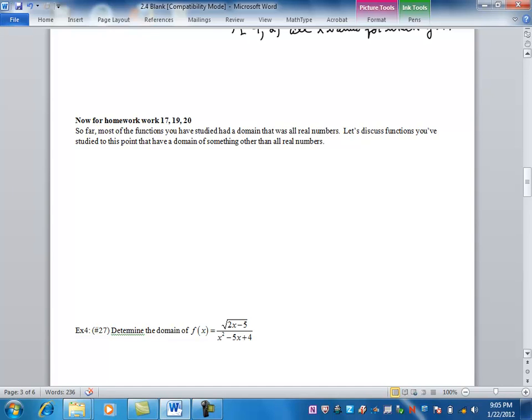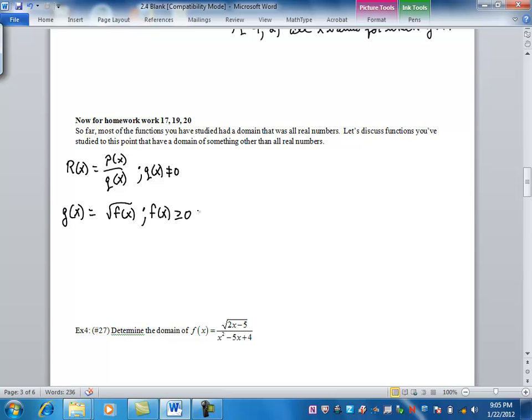Now, so far, most of the functions we've studied have had a domain that was the set of all real numbers. We have talked about rational functions. We've got to be a little bit careful here. Rational function, the ratio of a polynomial p to the polynomial of q. We've got to make sure that q of x is not the zero polynomial. The other thing that we've looked at, if we've got g of x equal to the square root of f of x, we have to make sure that f of x is greater than or equal to 0.